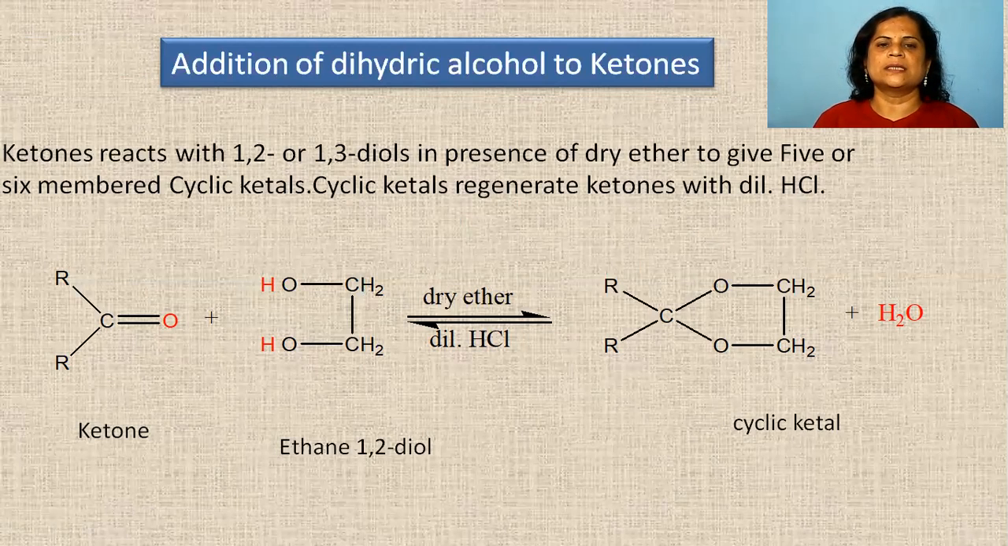1,2 diol means it is a dihydric alcohol, in the presence of dry ether. Now see what happened here: the carbonyl oxygen from the ketone and the two hydrogens from ethane 1,2 diol are removed as H2O. With the removal of H2O, a cyclic structure forms in which the carbonyl carbon is bonded with the oxygens of the ethane 1,2 diol, giving the cyclic product when ketones react with a dihydric alcohol.